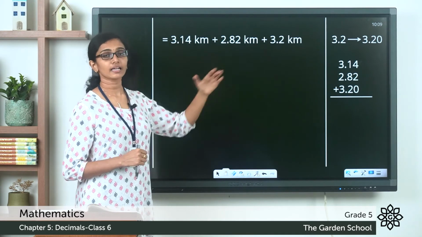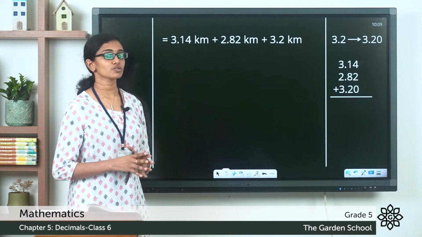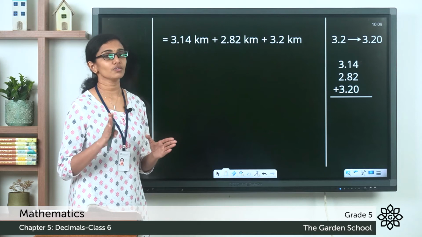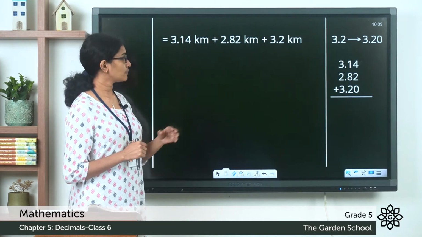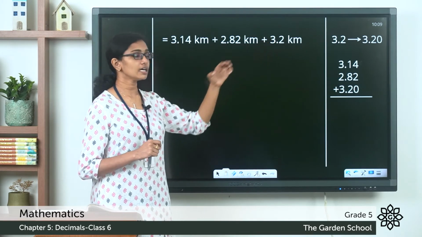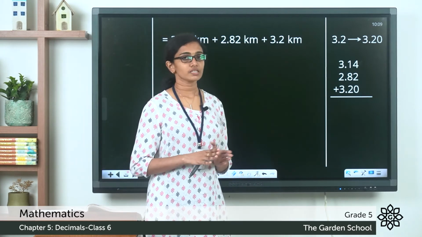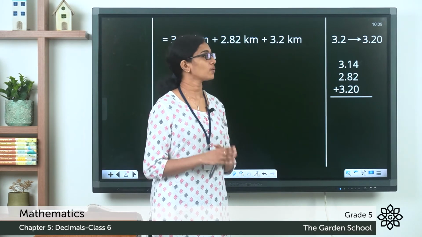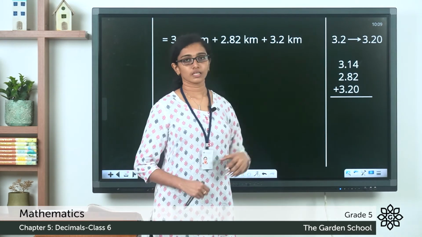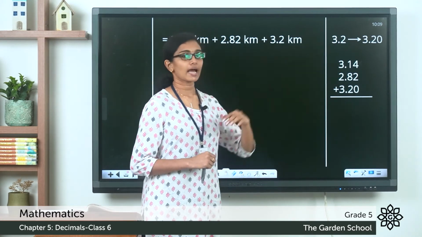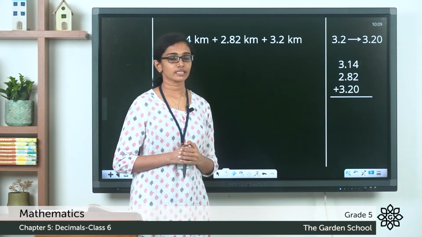You have to add these decimal numbers, and look at these numbers. The first step is to convert the given decimal numbers to like decimals. So here we have 2 digits after the decimal point, here also, but here there is only 1 digit after the decimal point. So let's make the number of digits after the decimal point equal. So 3.2 can be written as 3.20. Now we can add all the like decimals. So we have arranged them in proper places.